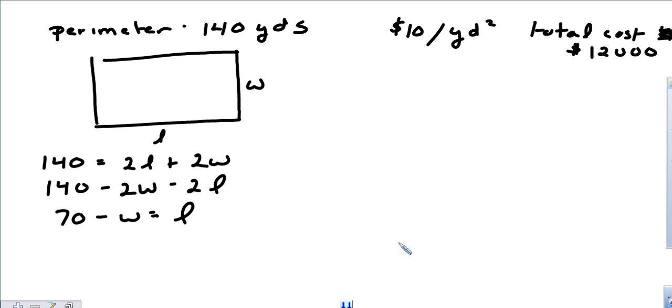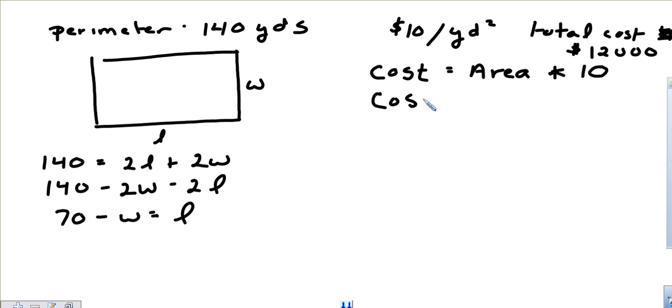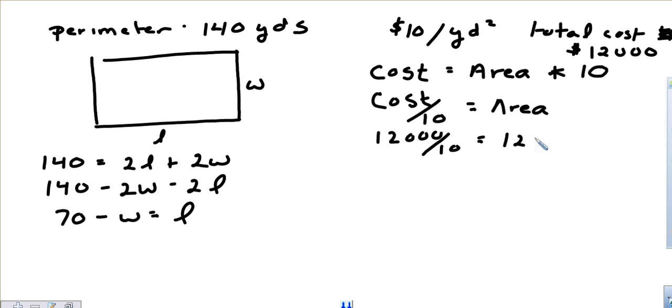Well, if my cost is $12,000 and it's $10 per square yard, then if I want to figure out my area, can I write an equation that involves cost and area? And I can. Cost is equal to whatever my area is times that $10 per square yard. So let's solve for area. Cost divided by 10 is equal to area. Well, I know cost. So 12,000 divided by 10 is equal to 1,200. So I now know the area of that rectangle. The area of my rectangle is 1,200 square yards.